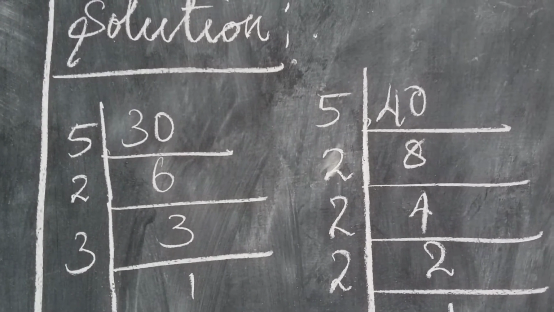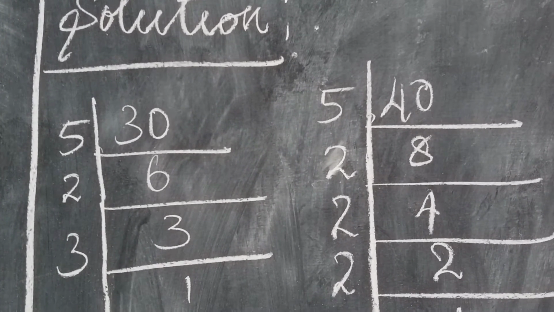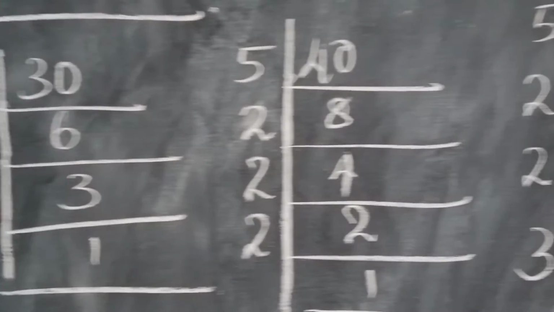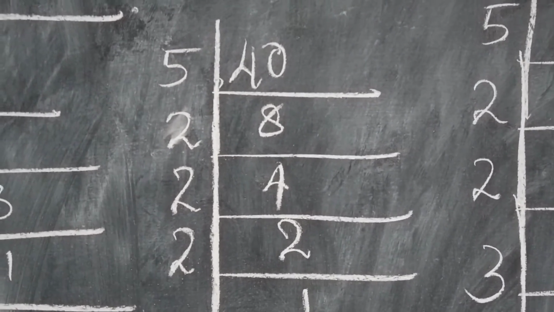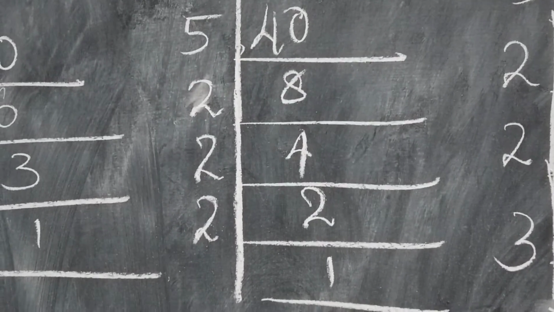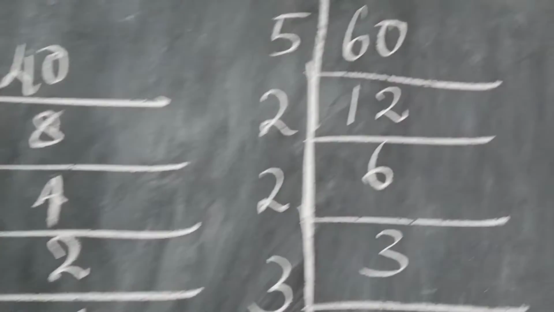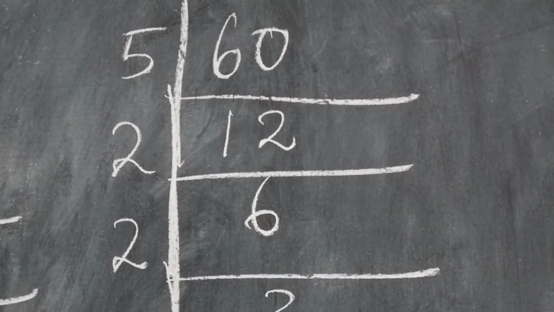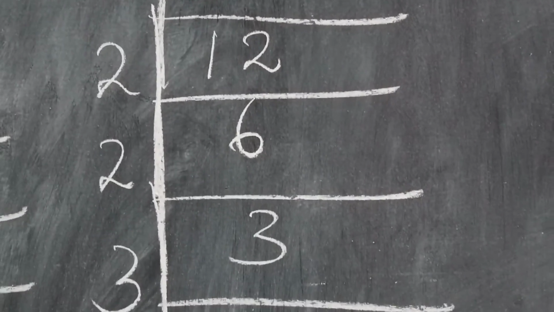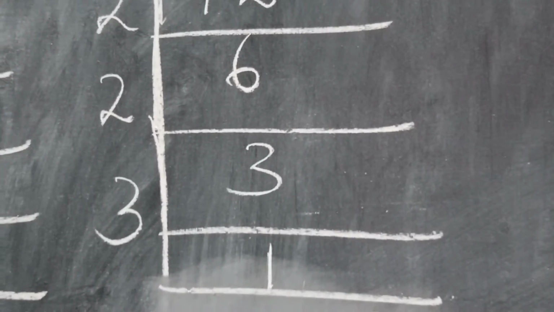0 is there in ones place, so it can be divided by 5. 5 6s are 30. Again 2 3s are 6, 3 1s is 3. Same way, 40 when we take it, 8 5s are 40. Then 2 4s are 8 and 2 2s are 4, 2 1s is 2. Now 60 when we take it, again 12 5s are 60. So 6 2s are 12 and 3 2s are 6 and 3 1s is 3.